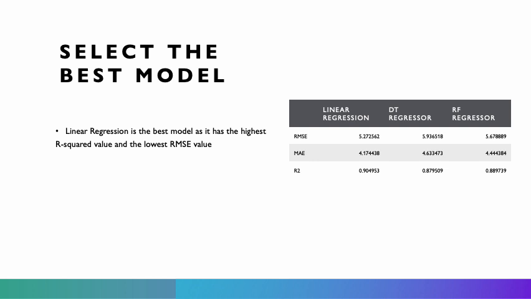Right, so on selecting the best model, the linear regression seemed to be the best model because it had the highest R squared value and also the lowest root mean squared error value, at 5.2 for the root mean squared error and 0.9 for the R squared value. So what we are targeting in our model is the model with the highest R squared value and the model with the lowest root mean squared error. So we'll be going with the linear regression model to predict our electrical outputs for this project.